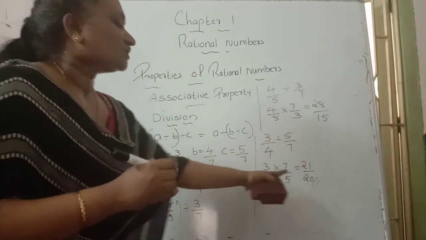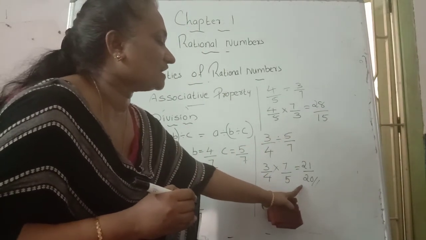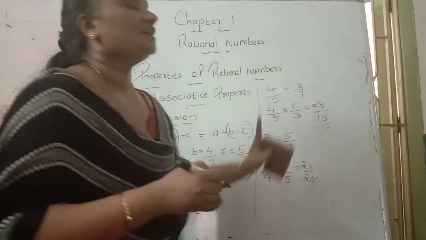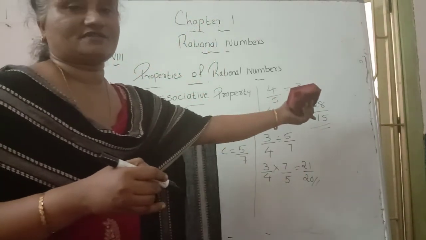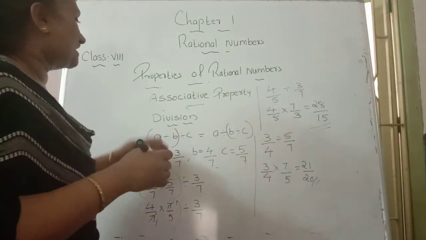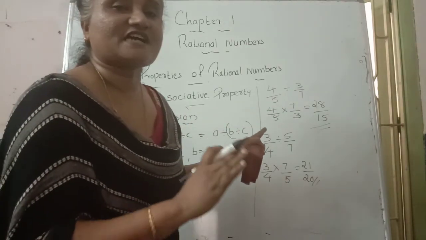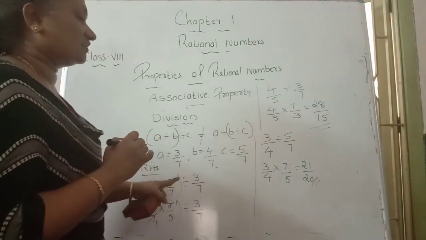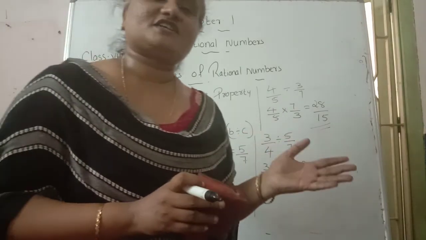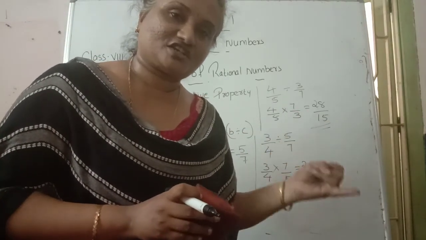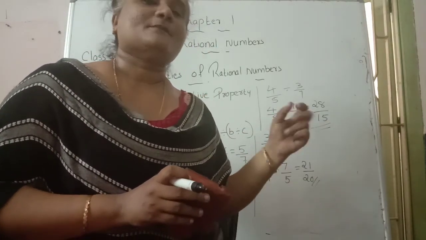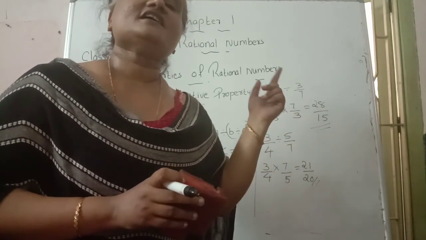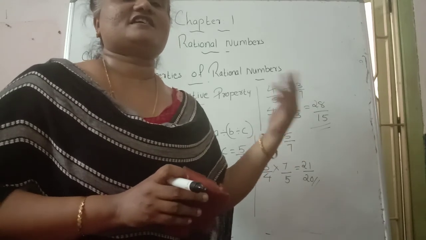Look here, here we got 21 by 20, and here we got 28 by 15. Both are different answers. That's why the associative property is not satisfied under division. So we can conclude that the associative property is satisfied under the addition case and multiplication case, but not satisfied under the subtraction case and division case.